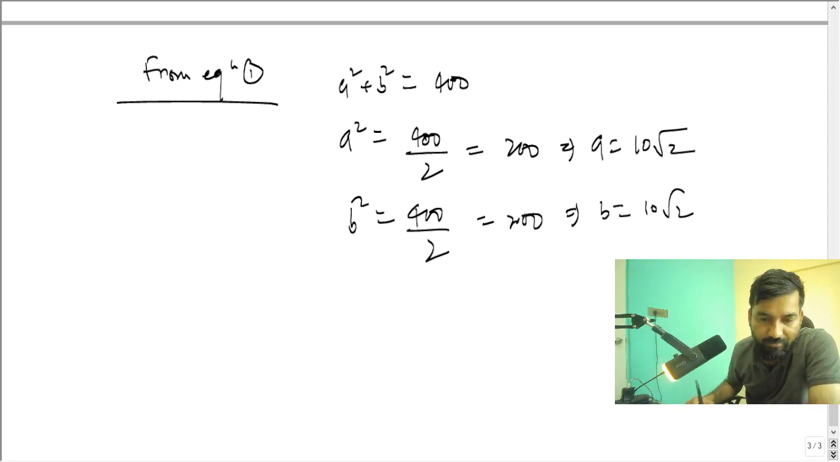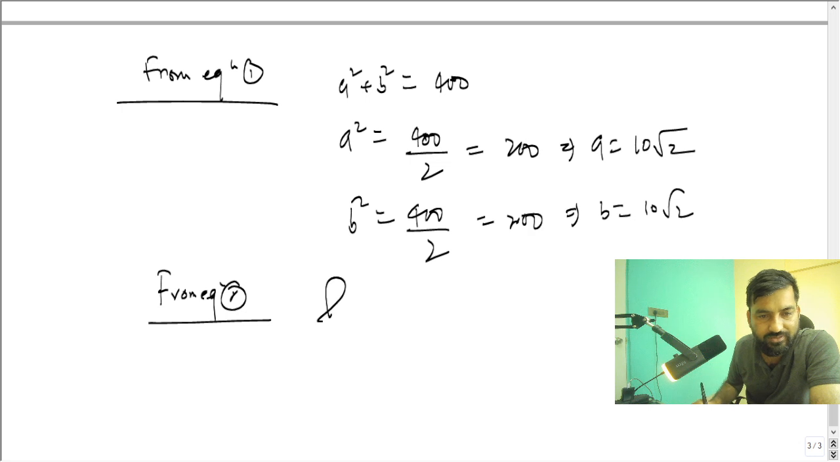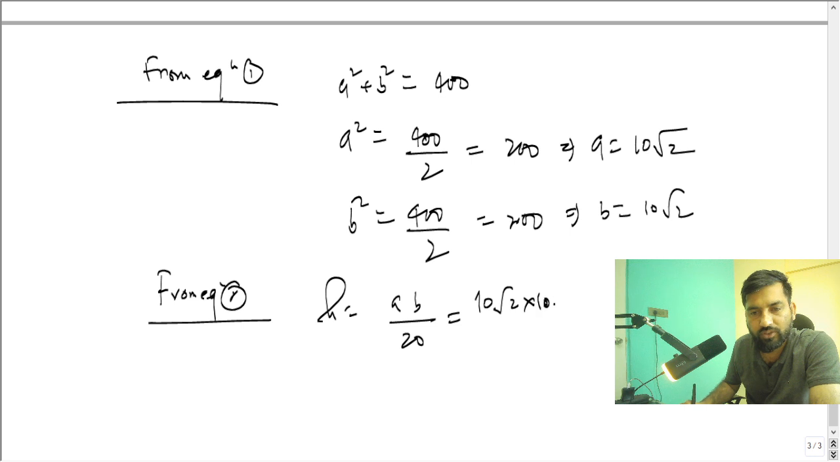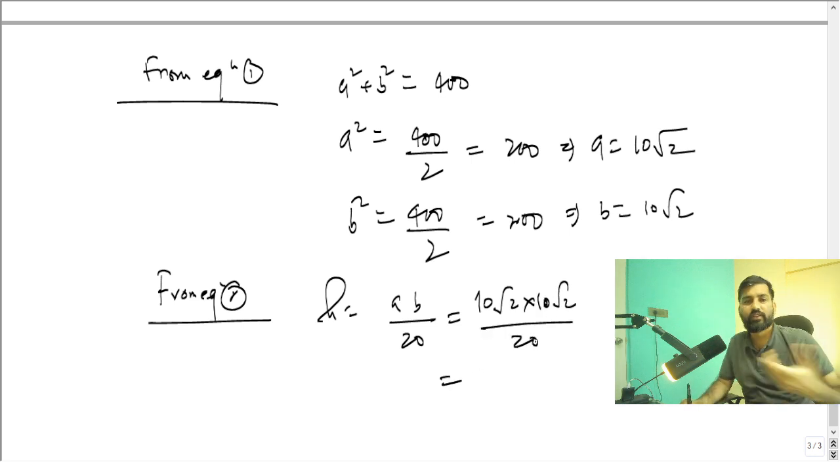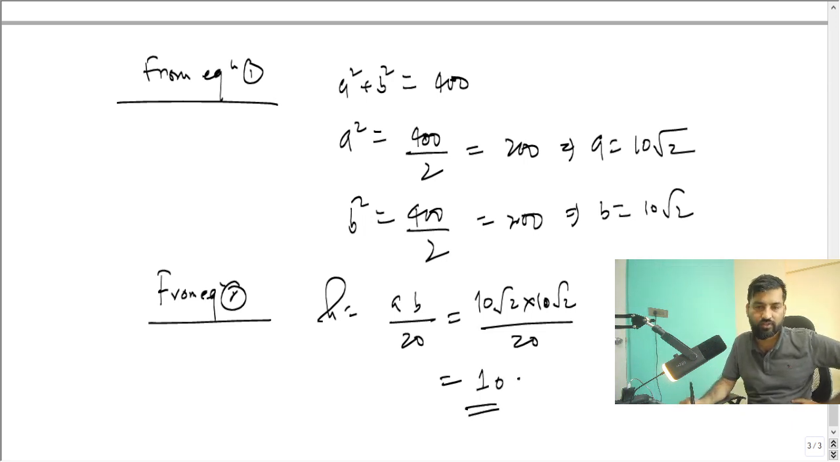Now let us come back to equation number 2, that is H is going to be A into B by C. C is given as 20. So you can just put 10 root 2 into 10 root 2 upon 20. If you solve this, you're going to get 10 as the answer. So 10 is going to be the answer for this question.